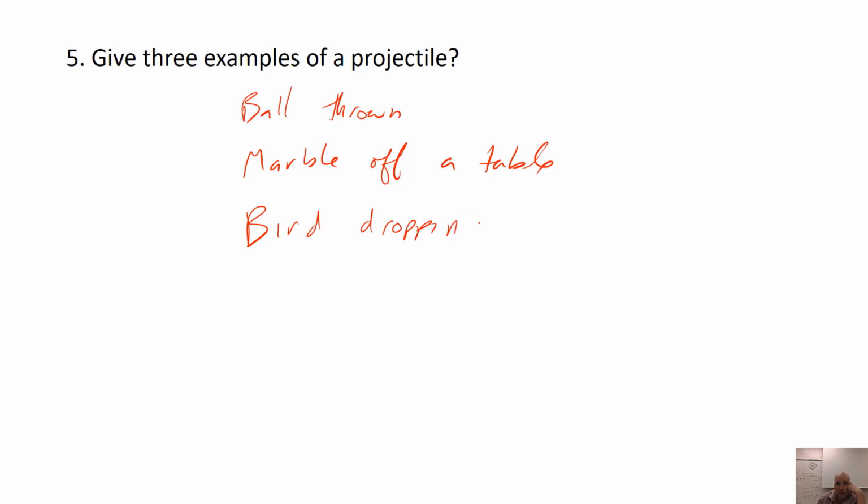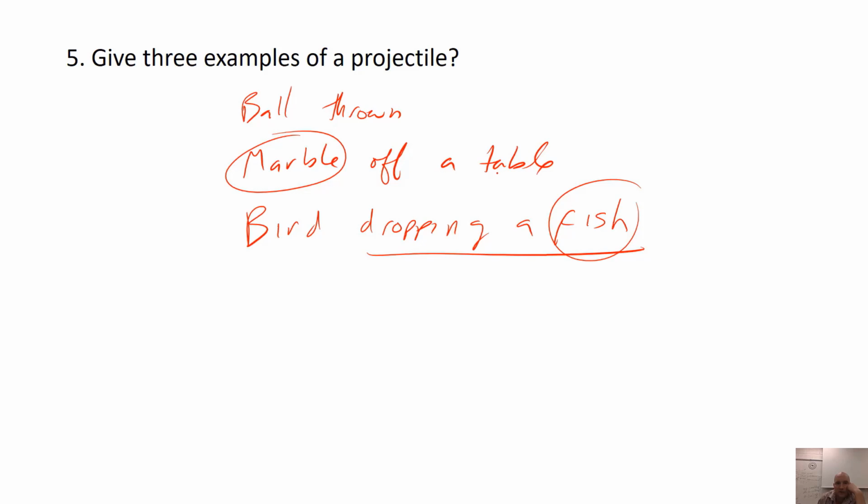Dropping, let's go with a fish. Now, the dropping of the fish is the projectile. The fish itself is the projectile. The marble is a projectile once it leaves the table. The ball is a projectile once it's thrown. The key things that they need is they need to be in the air.